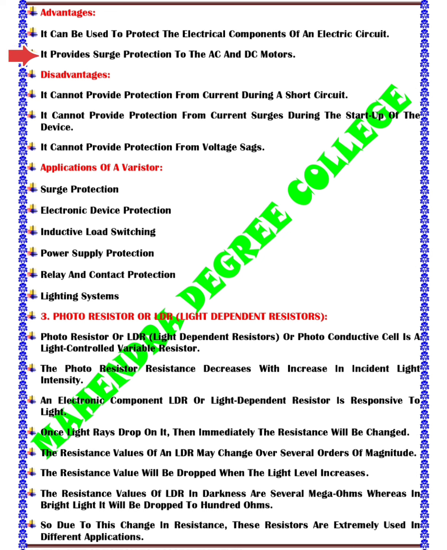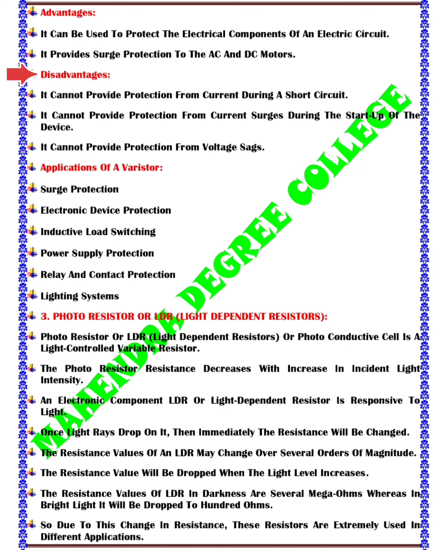Second one, it provides surge protection to AC and DC motors. Simply, a varistor, also known as a voltage-dependent resistor (VDR), or metal oxide varistor (MOV), provides surge protection to both AC and DC motors. Varistors are designed to limit voltage spikes by absorbing excess energy and reducing their resistance when voltage exceeds a certain threshold, thereby protecting the connected device.